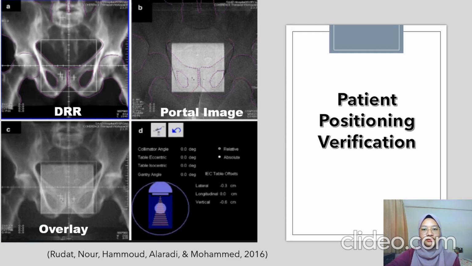The EPID can be used to verify patient positioning. The geometric accuracy of patient positioning in IMRT technique is very important with the steep dose gradient between the target volume and also the organ at risk areas. The portal image obtained using the EPID panel will be compared with the DRR generated by the TPS. The overlay is the fused image of the DRR and the portal image. The patient setup error is represented by the deviation of the compact bony landmark. The correction is done by automatic adjustment of the treatment table in 3D before the application of the radiotherapy in every patient. So this is an example of the value of table adjustment needed.